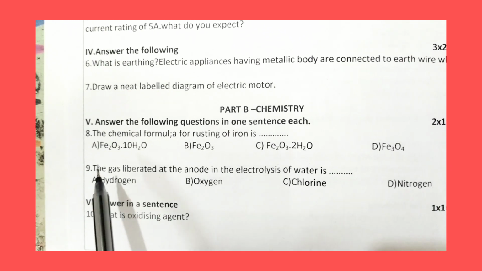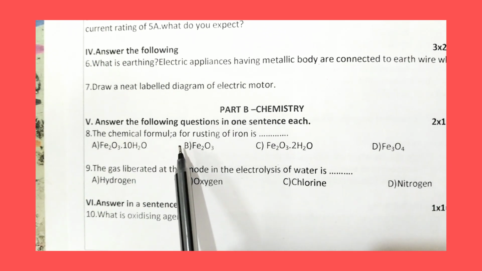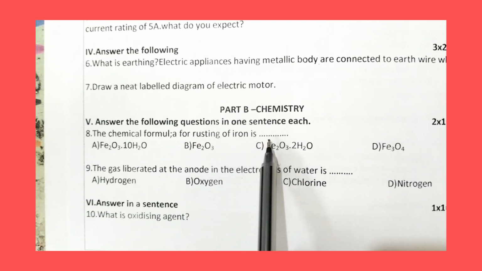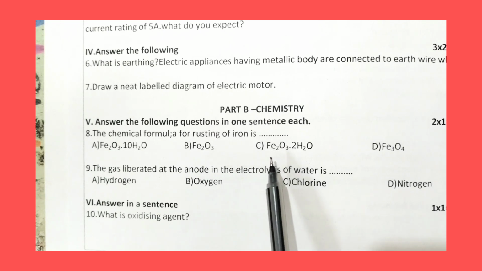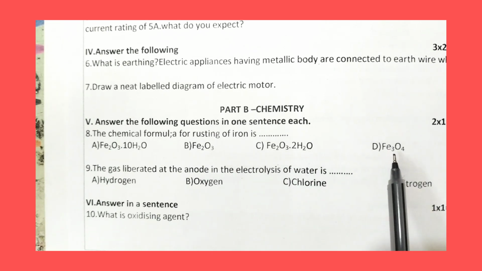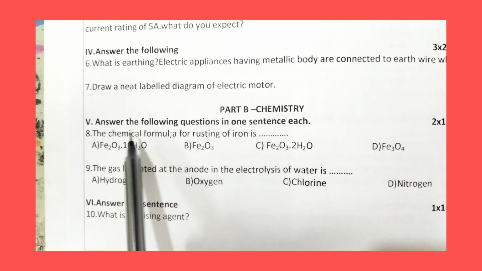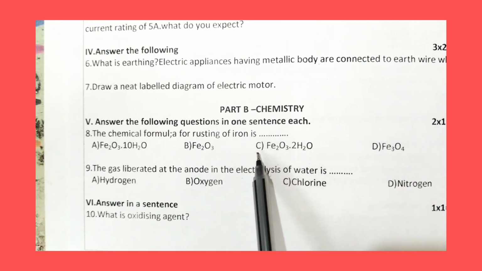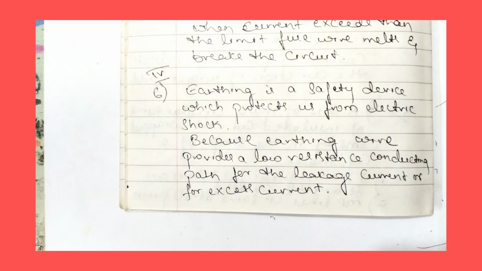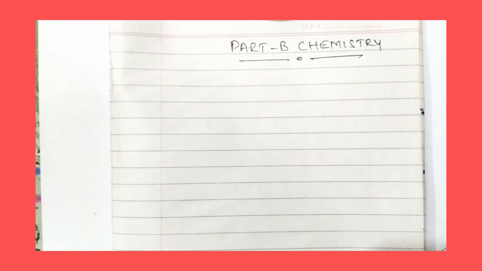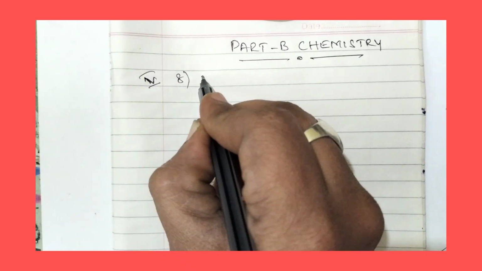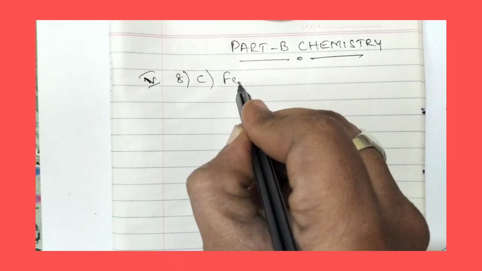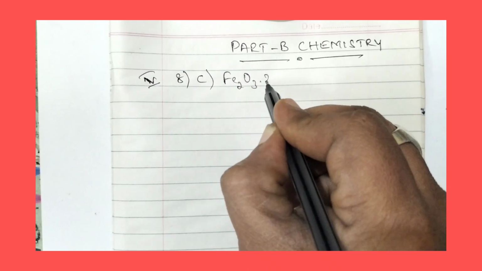The first question of chemistry is, the chemical formula for rusting of iron is dash: Fe2O3·10H2O, Fe2O3, Fe2O3·2H2O, Fe3O4. Among these four options, the right option is option C. So let us answer the first question of the chemistry part. This is fifth main, eighth question. Option C, Fe2O3·2H2O.